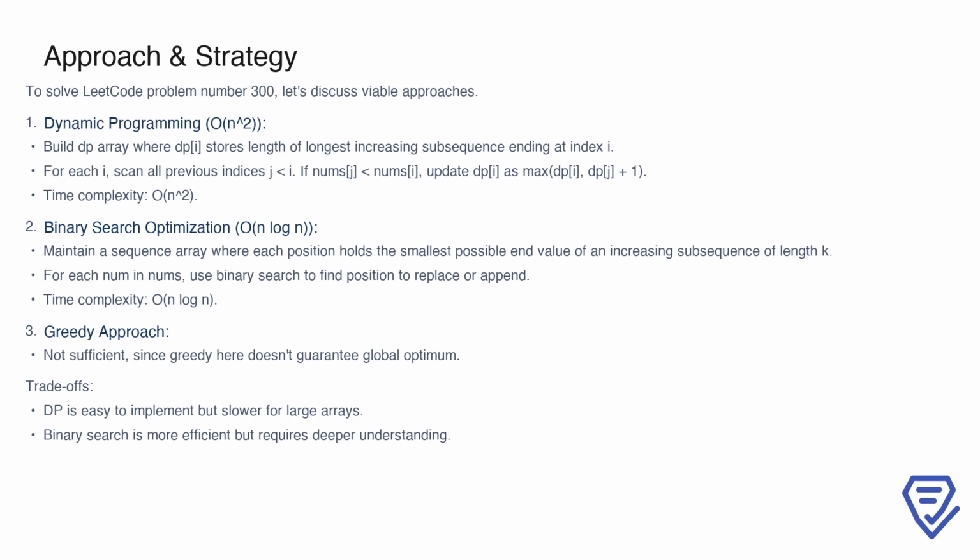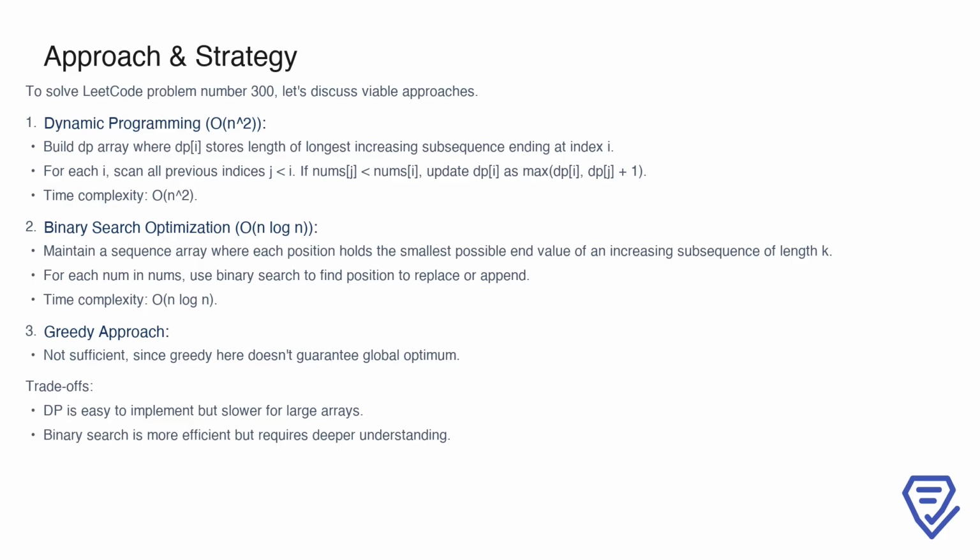A more optimal solution uses binary search and a cleverly maintained sequence array. For each number in nums, you locate the appropriate spot using binary search to either replace an existing value or extend the array. The size of this array at the end represents the length of the longest increasing subsequence. This method achieves n log n time complexity, but can seem less intuitive initially.